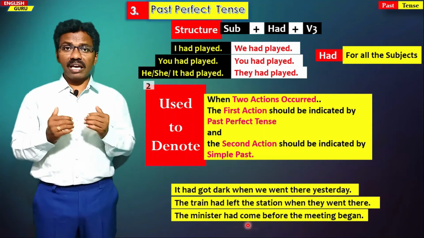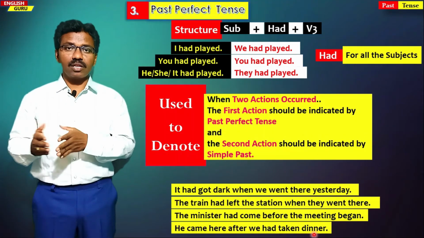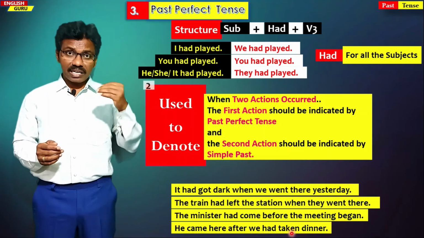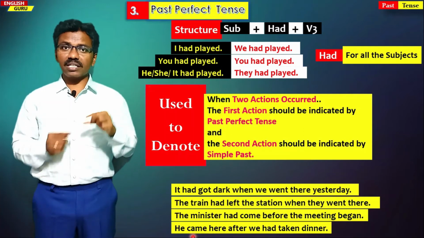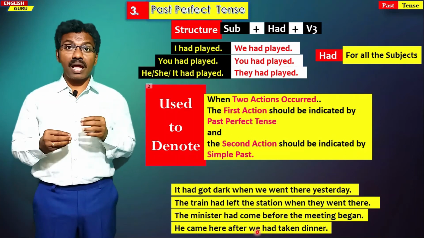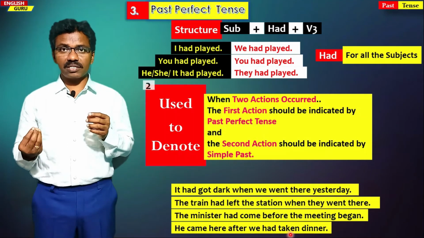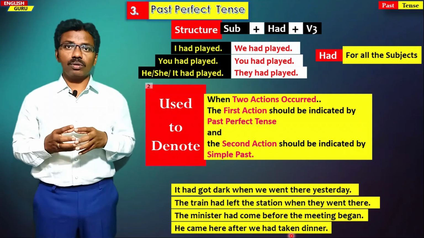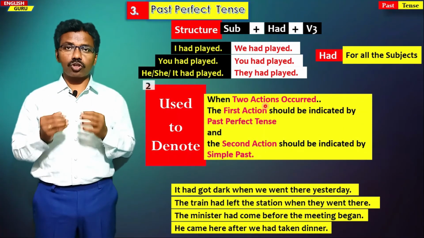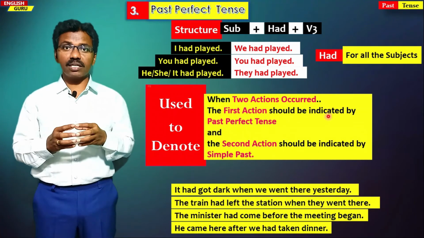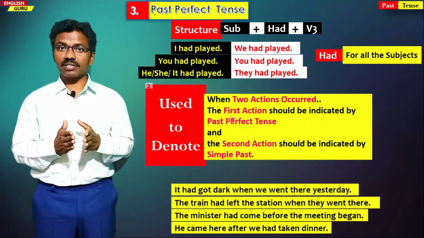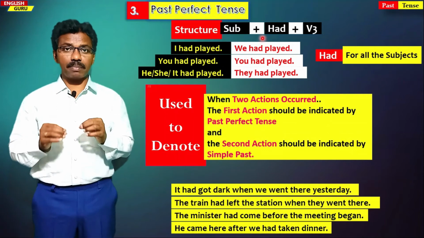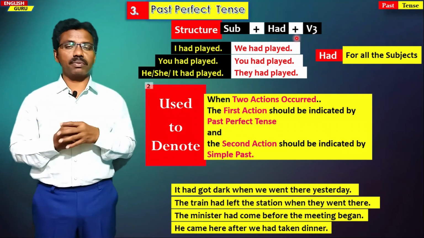In a similar manner, he came here after we had taken dinner. So after we had taken dinner, you have already completed taking dinner, then he came. So the second completed action is came. That's the reason he came is written in simple past tense, and taking dinner is the first activity. That's the reason it is written in past perfect tense, that is, after we had taken dinner. So past perfect tense is used to talk about the actions that are completed before other completed actions in the past. And the structure of a sentence in the past perfect tense is subject plus had plus verb 3, that is, past participle of a verb.